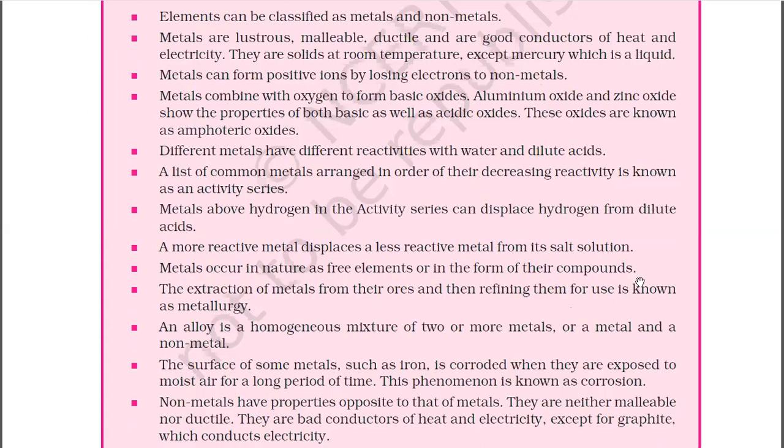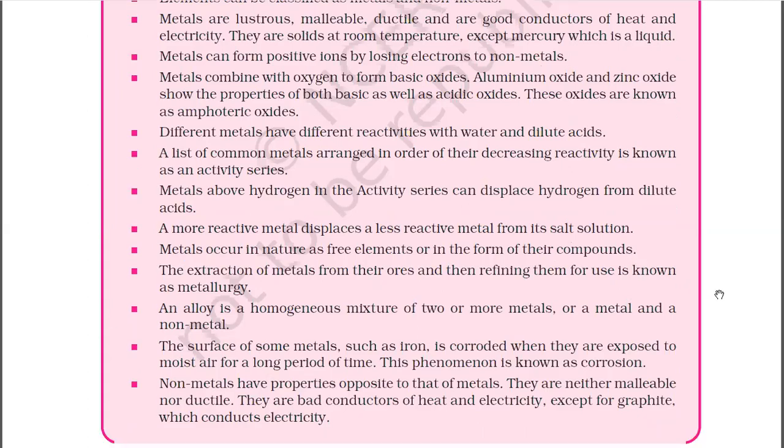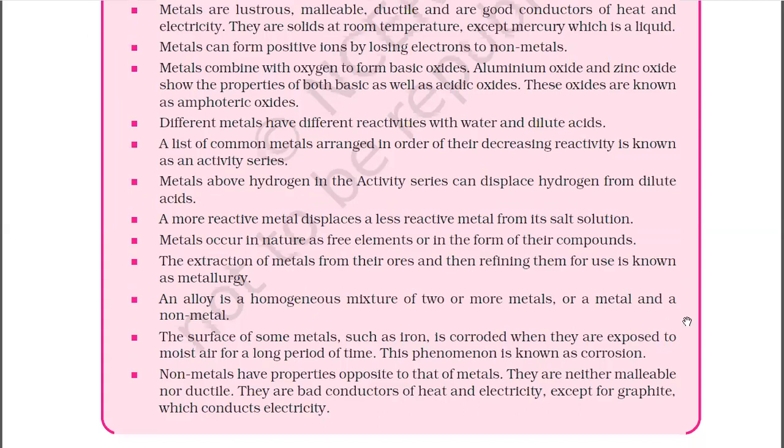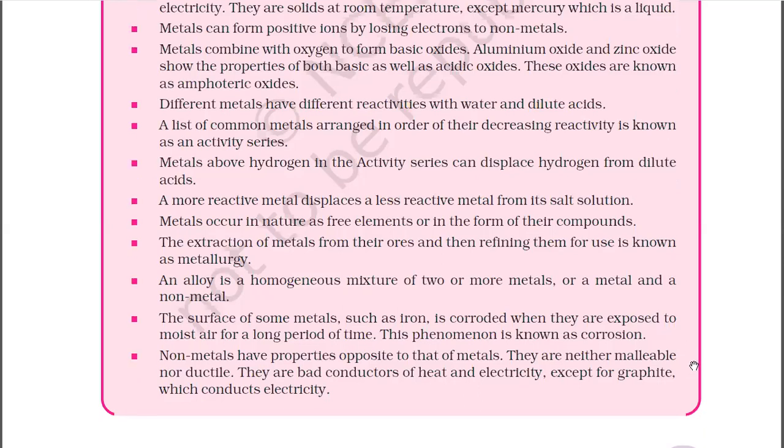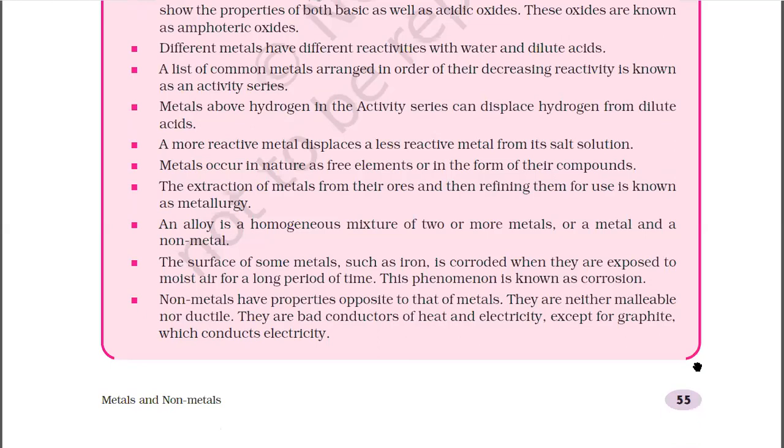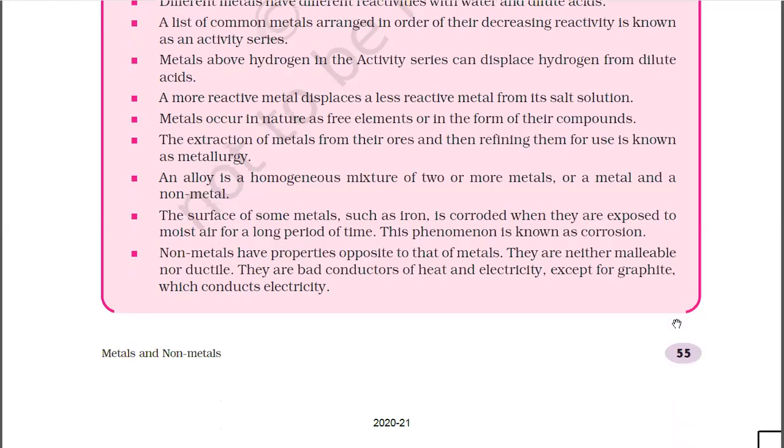Different metals have different reactivities with water and dilute acids. A list of common metals arranged in order of their decreasing activity is known as an activity series. Metals above hydrogen in the activity series can displace hydrogen from dilute acids. A more reactive metal displaces a less reactive metal from its salt solution. Metals occur in nature as free elements or in the form of their compounds. The extraction of metals from their ores and then refining them for use is known as metallurgy. An alloy is a homogeneous mixture of two or more metals or a metal and a non-metal.